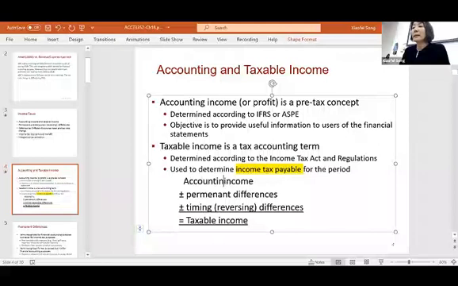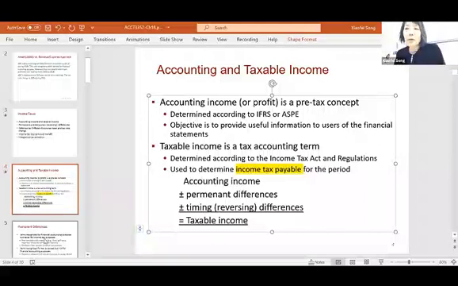Start with the accounting income. This should be accounting income. And we adjust for the differences, and then we get taxable income. That will be the process we follow in this course. The differences between accounting income and the taxable income can be permanent or temporary.